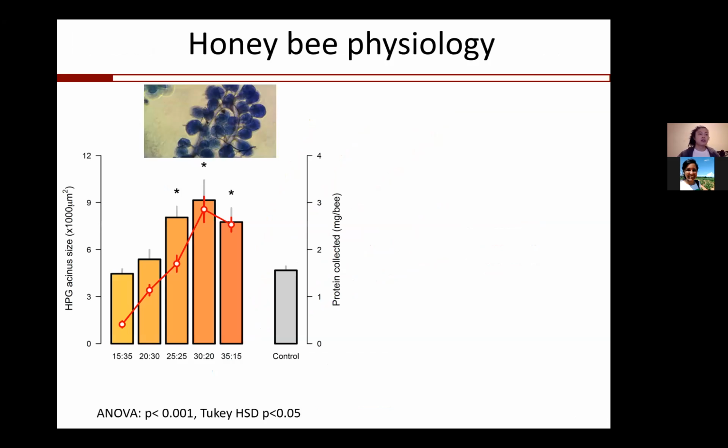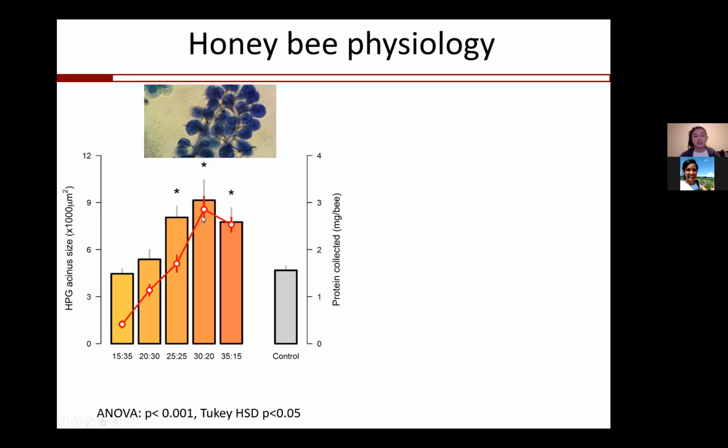When we look at the physiology here, we saw that the bees given the 30-20 diet and these other 2 higher protein diets had significantly higher hypopharyngeal gland sizes compared to the other 2 diets. So the hypopharyngeal gland is indicative of nutritional status. Nurse bees use this to develop brood food to feed to the developing brood. And what this is showing, this red line here, is that hypopharyngeal gland size is correlated to the amount of protein that was consumed.